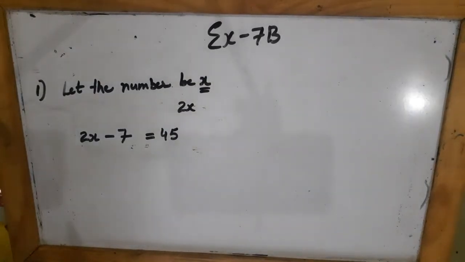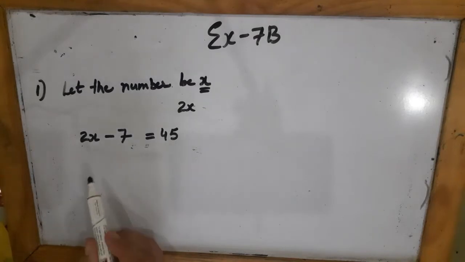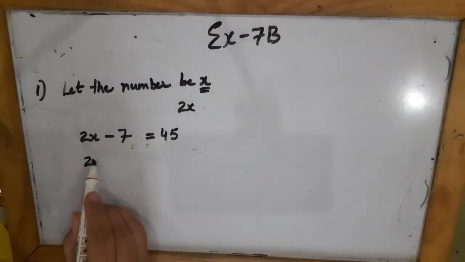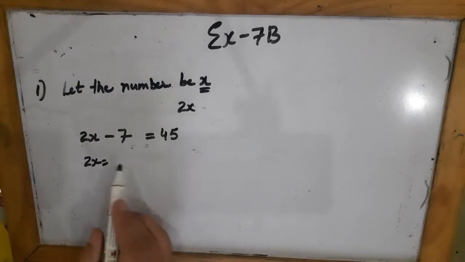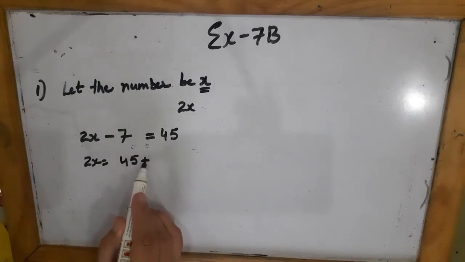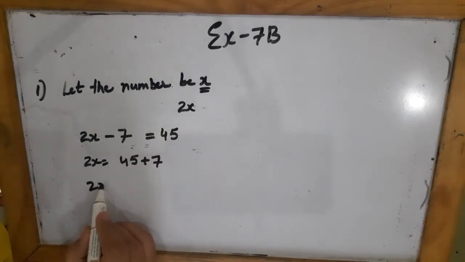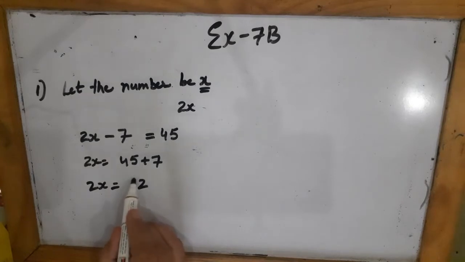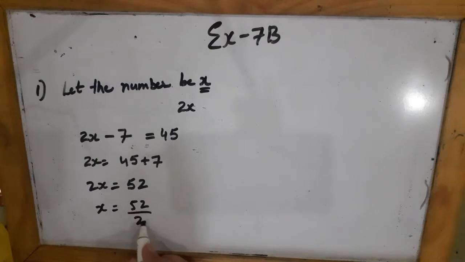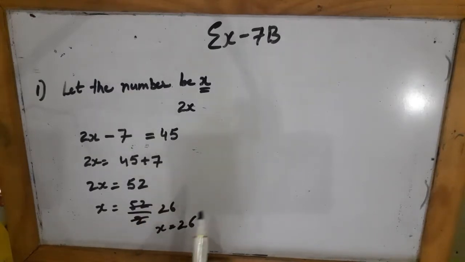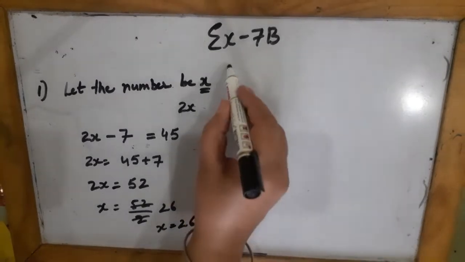You have to find the number. You know how to solve. 2x is equal to this; I will shift 45 to this side. 45 plus 7, so 2x is equal to 52, and x will be 52 divided by 2, which is 26. So my answer is 26. This is my first question.